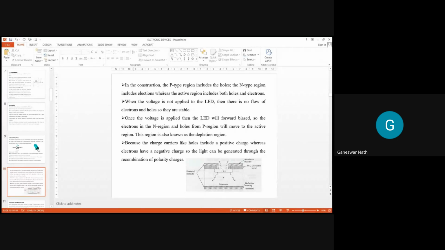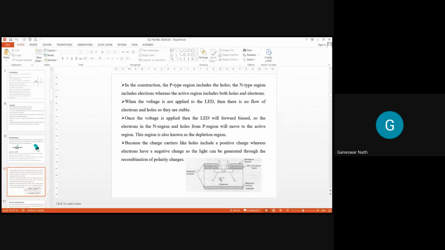The same things are written in the construction. The p-type region includes the holes, and the n-type region includes the electrons, whereas the active region includes both holes and electrons. When voltage is not applied to the LED, there is no flow of electrons and holes. So this is a stable condition. Once the voltage is applied, the LED will be forward biased. So the electrons from the N region and the holes from the P region will move to the active region.